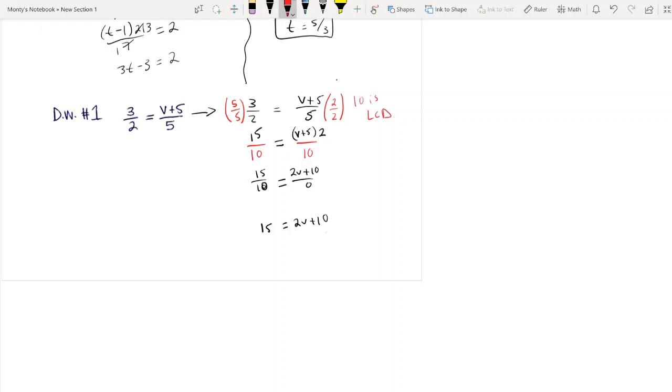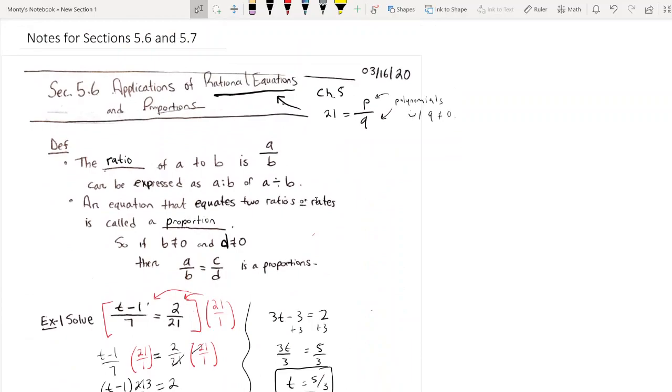Okay, so now we can solve this. We can subtract 10 on both sides. So we end with 5 equal to 2v. So v must be equal to 5 halves. You know it's good luck when we get 5/3 for the first one and 5 halves for the second one. So that finishes just the plain computation for section 5.6.